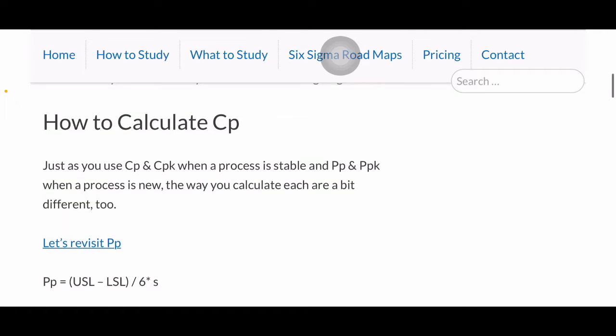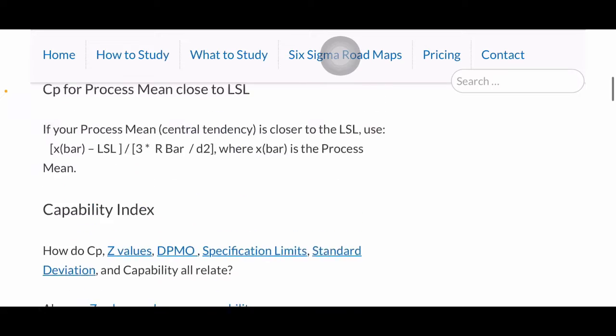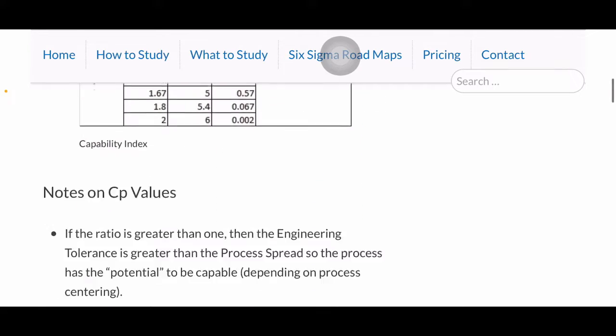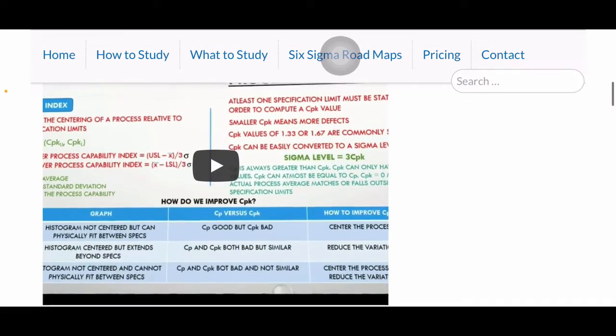Alright, this goes on now, I think, to just talk about regular CPs. For the purpose of this video, we don't care about CPs at all. So, that's it for this article. Back to me. Alright, so that's basically the overview, an intelligent overview on what CpKs are.